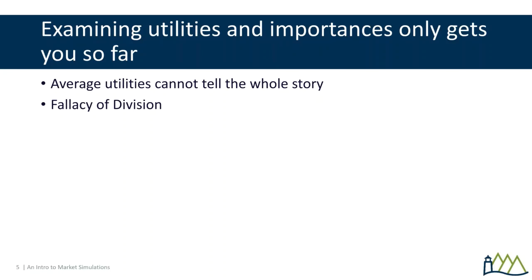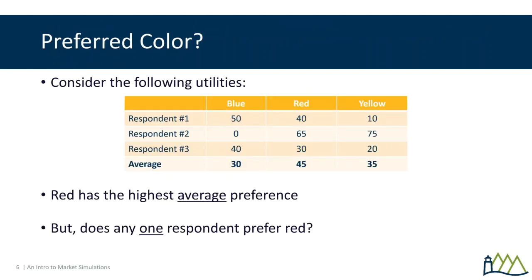There's this fallacy of division that can take place where you assume that because the whole in the average preferred a specific level, then that means everybody preferred that specific level. But we know that isn't always the case. For example, we have 3 respondents here, and we're asking them about the color, let's say, of a widget that they would prefer to purchase. That color could be blue, red, or yellow.